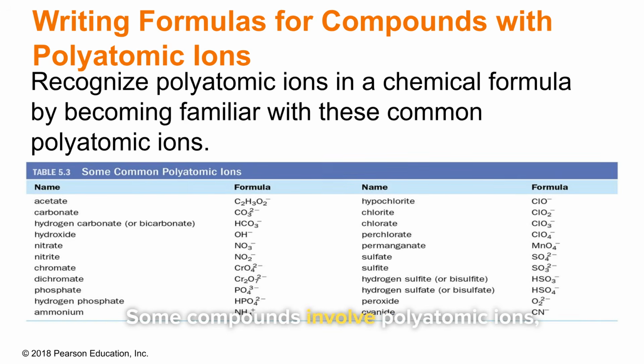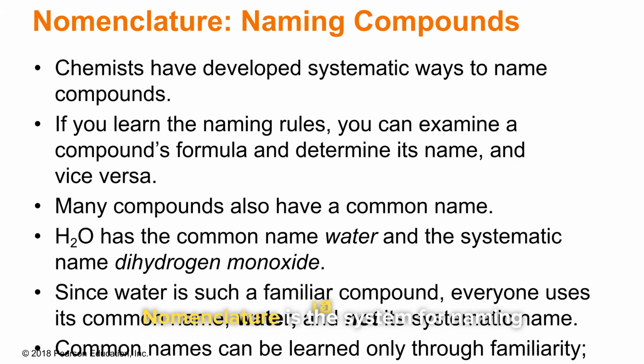Some compounds involve polyatomic ions, which are groups of atoms that act as a single unit. It is important to familiarize yourself with these common polyatomic ions to recognize them easily when reading chemical formulas. Nomenclature is the system for naming chemical compounds. While many substances have common names, like water for H2O, scientists use systematic names such as dihydrogen monoxide. Common names rely on familiarity, whereas systematic names follow specific, learnable rules.